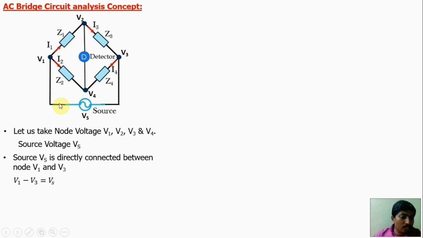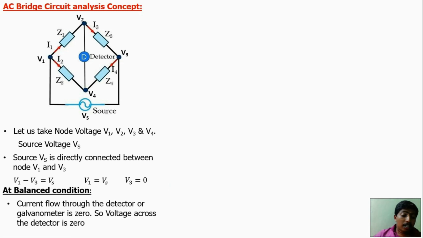This is the positive side, this is the negative side. So we may take V1 as Vs and V3 as grounded, so it is equal to 0. Now at balanced condition, the current flow through the detector is 0. Balanced condition means the current flow through the detector is 0. So the voltage across the detector is 0. Current 0 means voltage also 0.